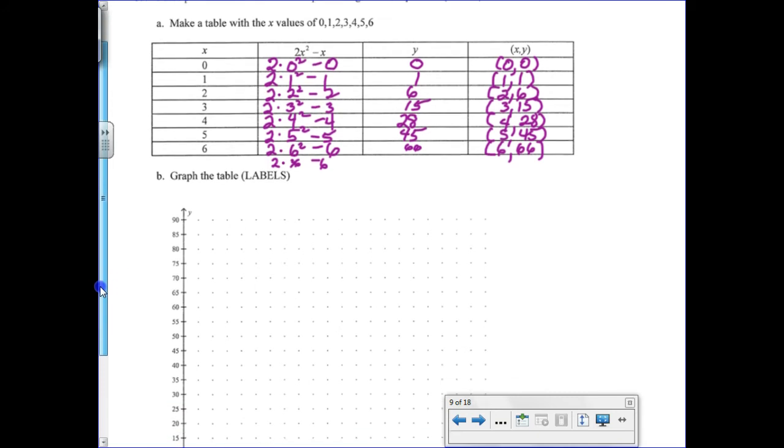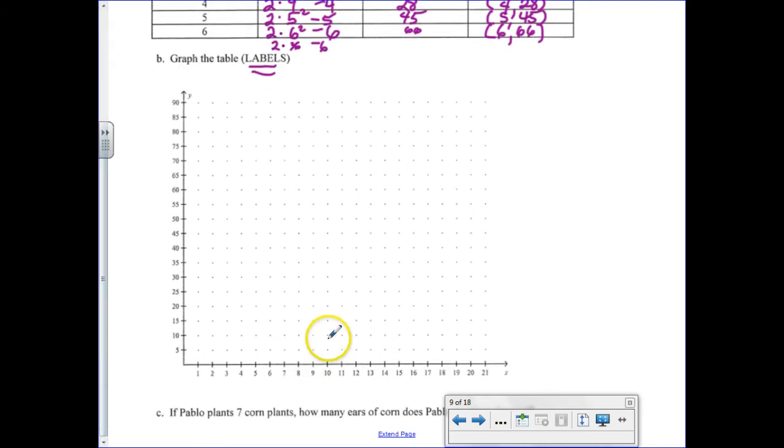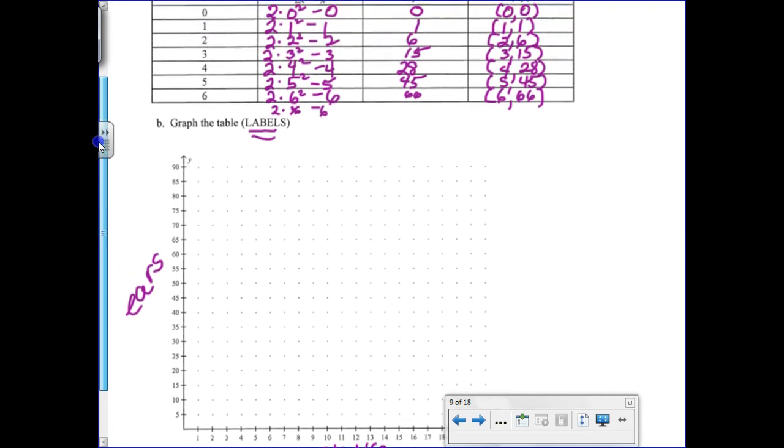Okay, graph the table here, and notice it says labels. That's because I want you to note that on here, this should be stalks of corn, the big plants, and then on the y-axis here, these are the ears of corn. Okay? And here we go. You're going to get 0, 0. That's down here at the origin. Now, 1, 1 is going to be hard to graph because on the y value, this thing goes up by 5s. So simply put it pretty close down there to the bottom, 1, 1.